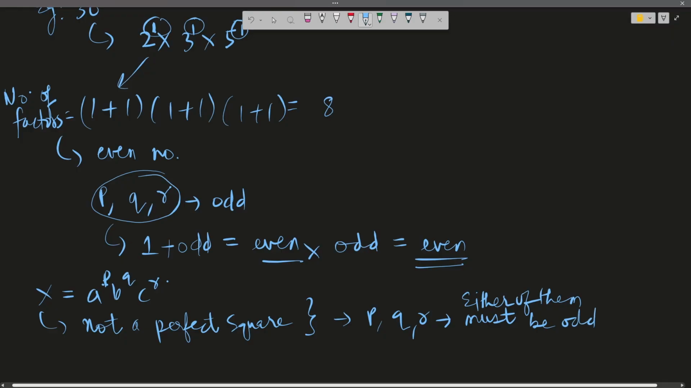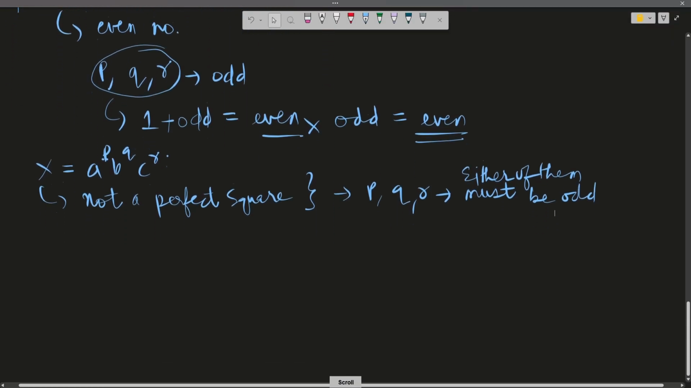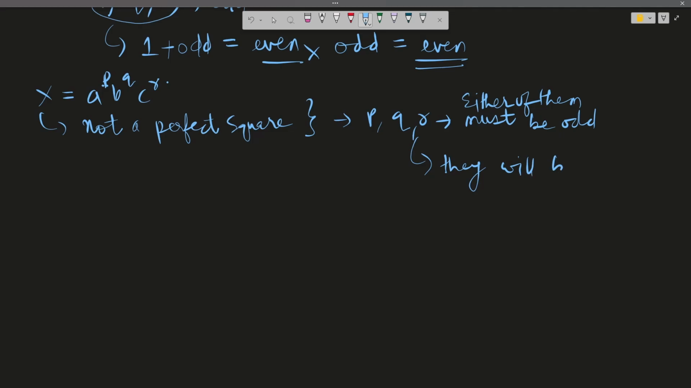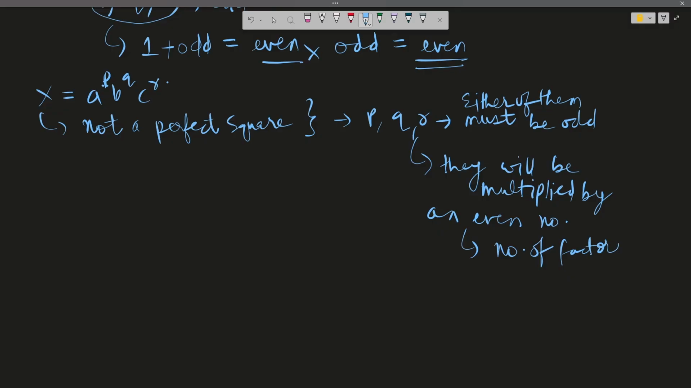And if either one of them or all of them are odd, in that case, we can say that they will be multiplied by an even number to get the number of factors as an even number, right? So this is another inference which we could draw.